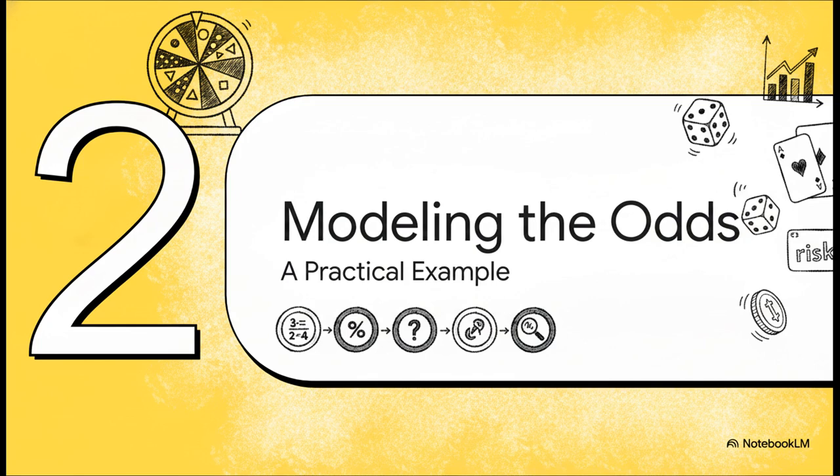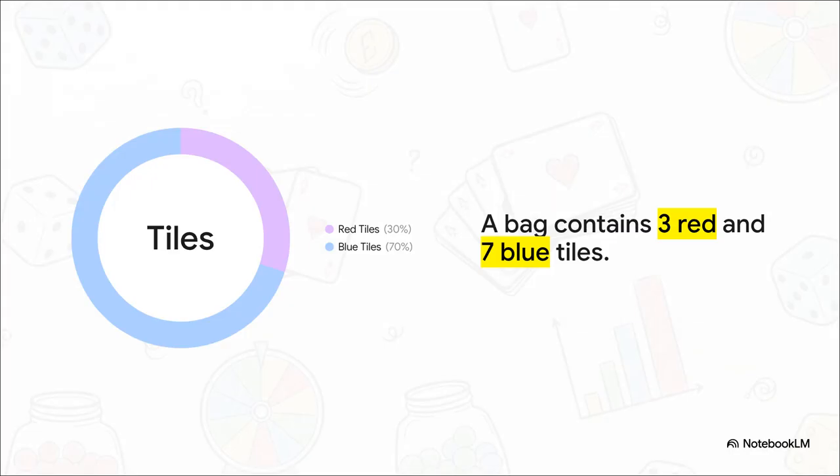Moving right along to Section 2, Modeling the Odds. Let's look at a practical, step-by-step example. I want you to imagine a bag containing exactly 10 tiles. Check out the breakdown. 3 of the tiles in our bag are red, and the remaining 7 are blue. This is going to be our perfectly controlled little environment to test out some simple probability.